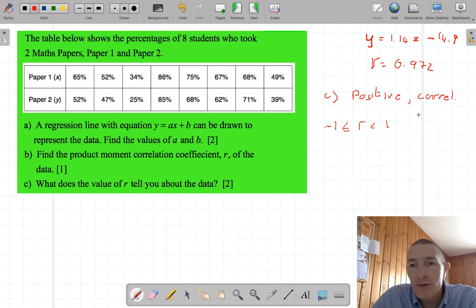And if R is, say, between 0.5 and -0.5, I could probably say there was no correlation at all. And the closer it is to 1, the stronger the correlation. So I've got positive correlation, but I probably want to say it's strong as well because it's very, very close to 1. Now, those types of questions, very common on paper 2, and they're quite easy to get marks on.